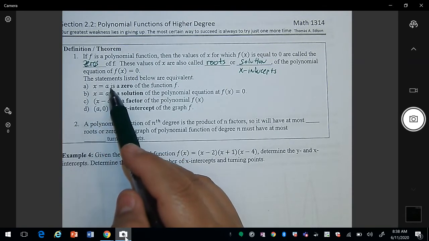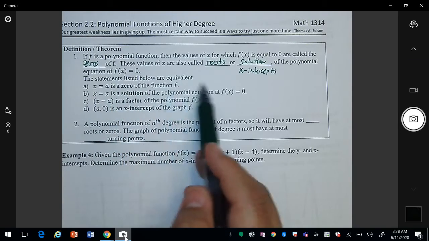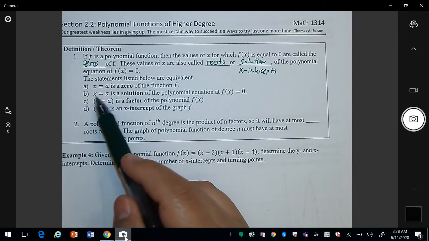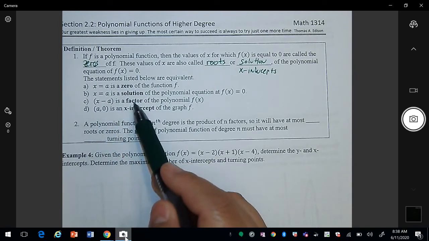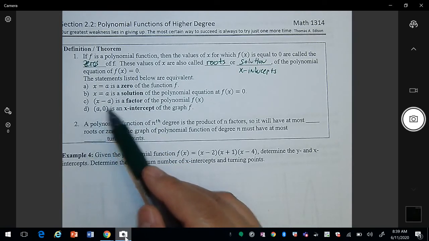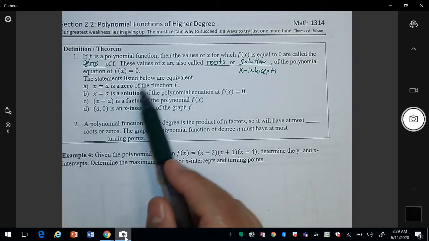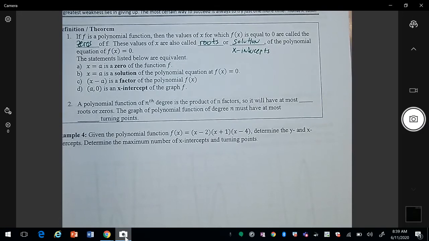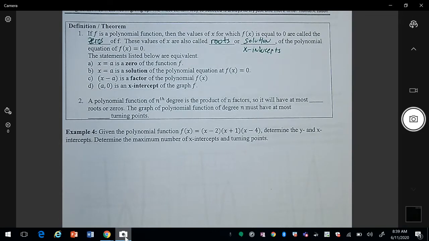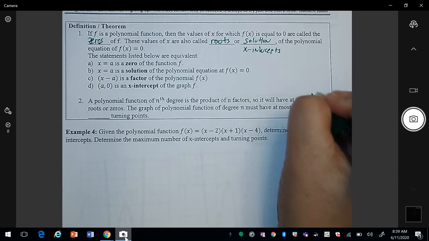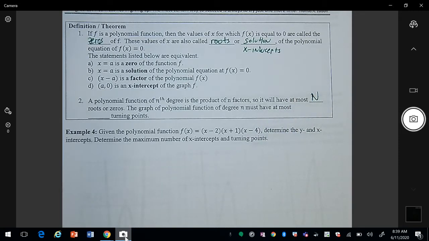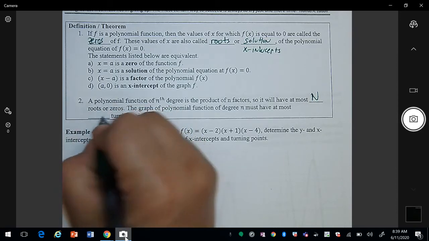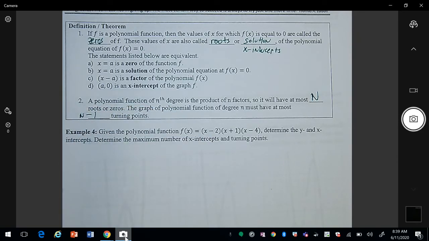The statements listed below are equivalent. If x is equal to a, we say that's a zero of the function f. f of a equals 0 is a solution, x minus a is a factor, and (a, 0) is an x-intercept. So these all mean the same thing. A polynomial function of the nth degree is a product of n factors, so it would have at most n roots or zeros. The graph of a polynomial function of degree n must have at most n minus 1 turning points.